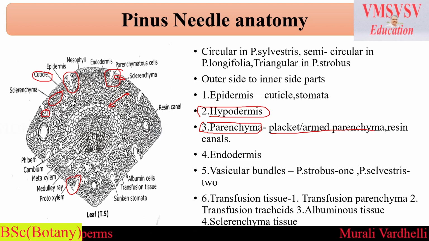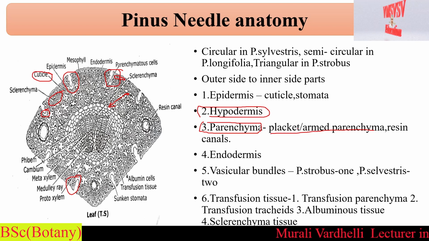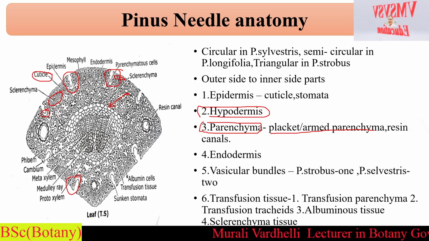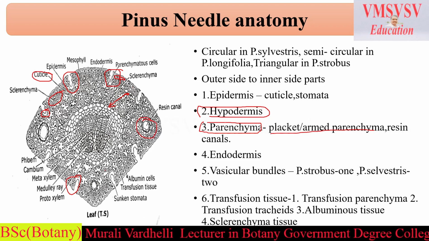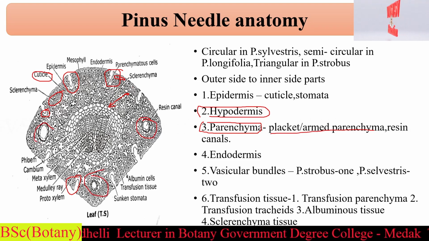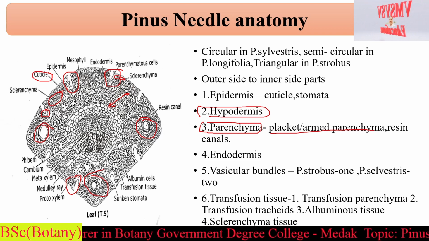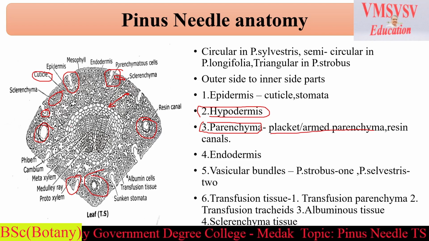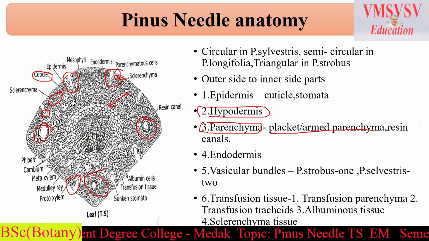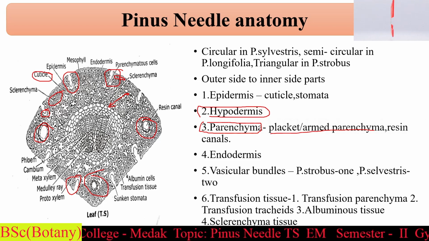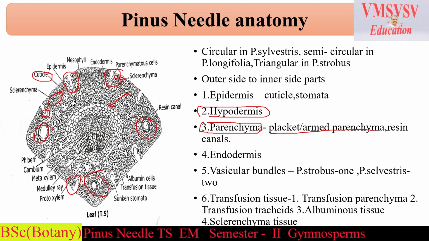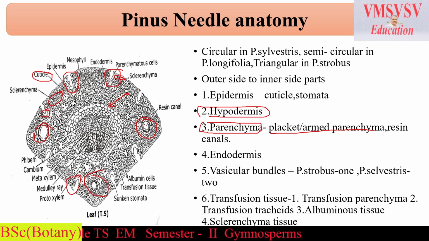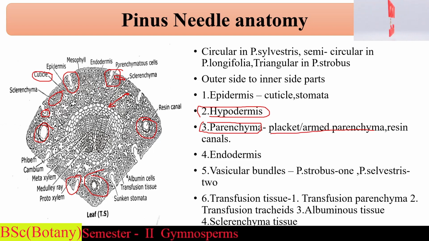The mesophyll contains a number of resin canals. You can see here and there some resin canals are present. These are the resin canals. Here is one of the resin canals. Here is also one of the resin canals. These resin canals are lined with epithelial cells. The epithelial cells secrete turpentine into the resin canals. So that is the resin canals and mesophyll part.